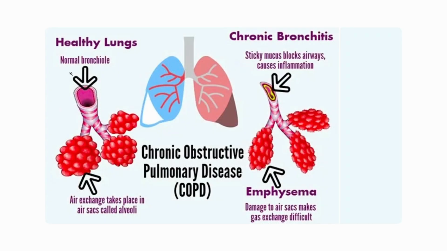Here, if we observe, the normal air exchange takes place in the alveoli. Whereas in COPD, what happens? The sticky mucus in the bronchioles blocks the airways. It causes inflammation. In case of chronic bronchitis and emphysema, what happens? Damage to the air sacs takes place. So it makes difficulty in the gases exchange. So it leads to COPD.